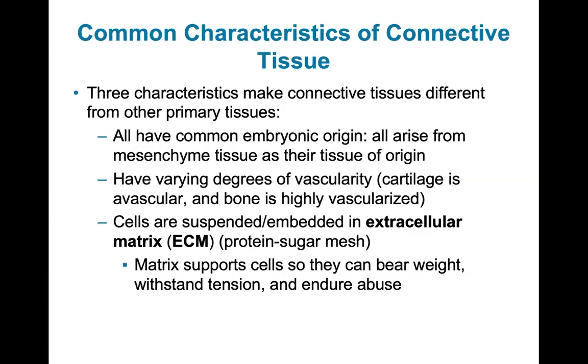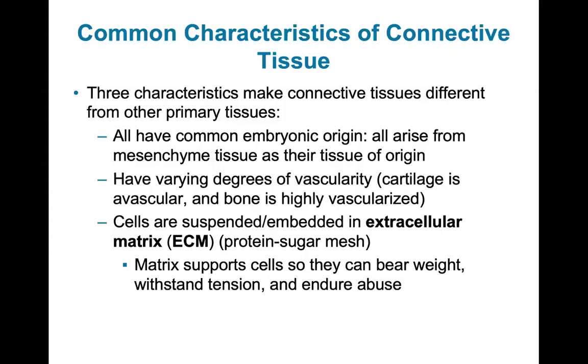So there are three characteristics that make connective tissue different from your other primary tissues. They all have common embryonic origin, meaning they all come from essentially the same stem cells. They have varying degrees of vascularity. Cartilage is avascular, okay, but if you look at something like bone tissue, which a lot of people don't realize, it's highly vascularized. You realize that if you actually broke a bone and how much you swell out from that broken bone and the hematoma that forms.